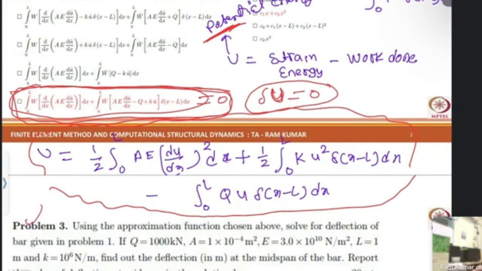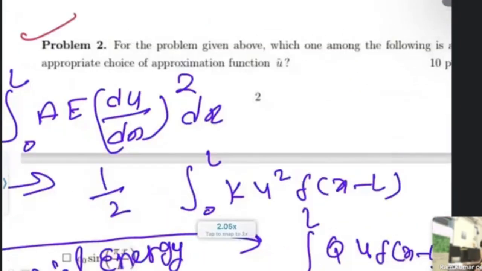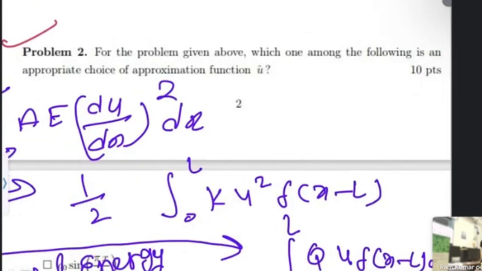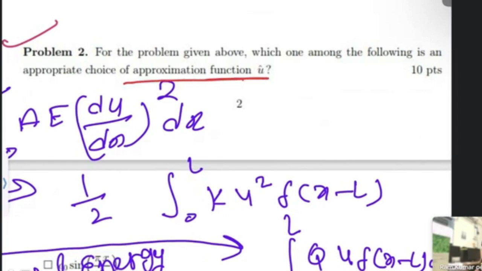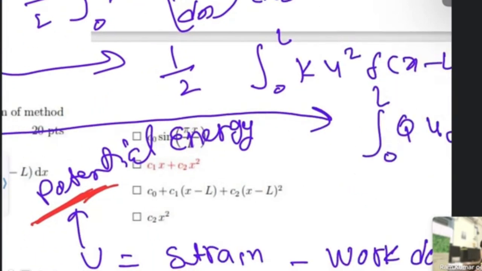So like if you have a structure, without FEM, we cannot do anything in structure. So now by doing this, you will get this expression. And what is the second question? What they are saying? For the problem given above, which one among the following is the appropriate choice of function u. Like we are assuming some approximate function and they are saying which one will be correct answer. So now we are having the four answers, and we have to choose one of the correct answer.